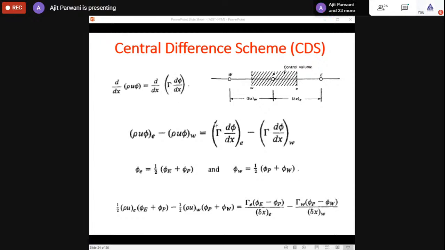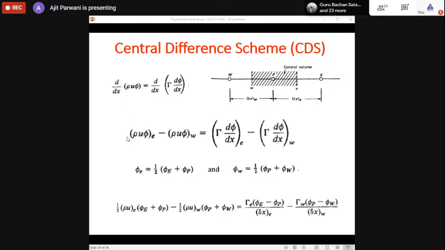I mean, this is conduction. Here it is written as lambda, a general variable for the conduction, so k. This phi is the general variable, so it could be temperature T. So this is k dT by dx at the east minus k dT by dx at the west, and this is density u T at e minus density u T at w. If I integrate this from east to west, I will get this.